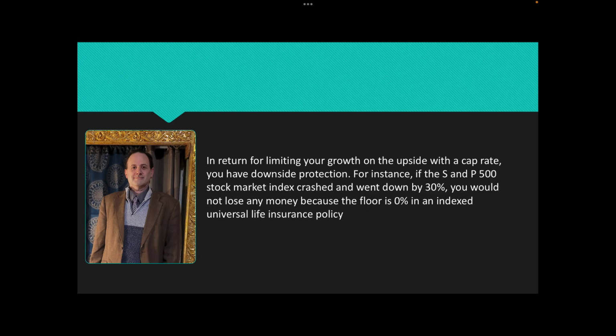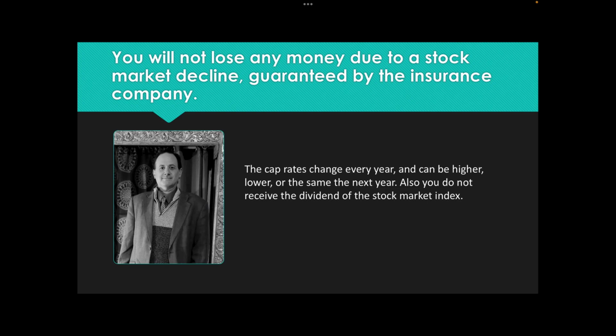In return for limiting your growth on the upside with a cap rate, you will have downside protection. For instance, if the S&P 500 stock market index crashed and went down by 30%, you would not lose any money because the floor is 0% in an indexed universal life insurance policy. You will not lose any money due to a stock market decline, guaranteed by the insurance company. The cap rates change every year and can be higher, lower, or the same the next year. Also, you do not receive the dividend of the stock market index.